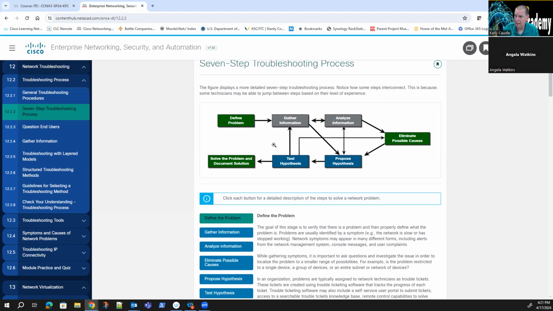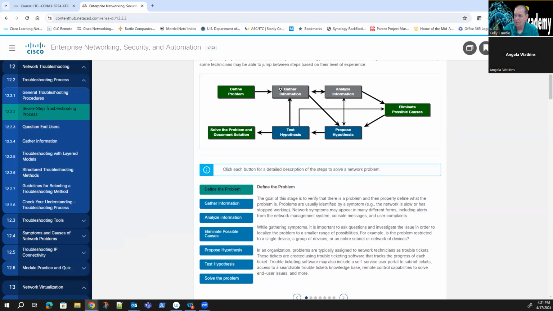So when I go to gather information, one of my questions always is, what has changed? And every single time you go to troubleshoot, somebody's going to say nothing. And then you'll dig down deeper and find out something really did change. Okay. And sometimes not. Sometimes stuff just dies.